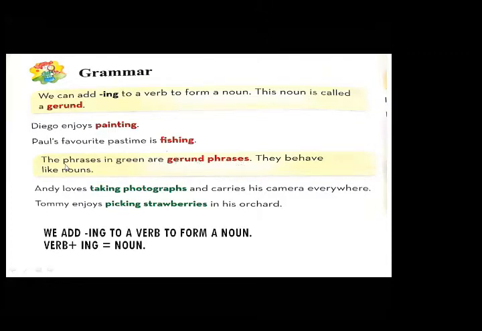I'm going to give you the definition of phrases. A phrase simply means a group of words, which may have a subject, a verb, and maybe an object, but the group of words which gives you complete information is called a phrase. So these are the gerund phrases which are written in green ink in your books. These are called gerund phrases. They behave like a noun.